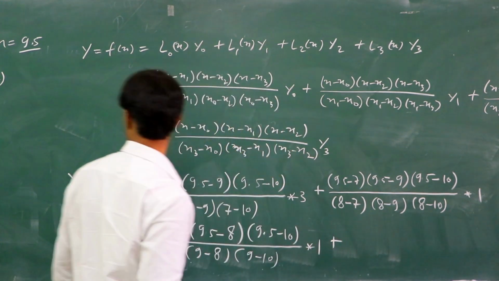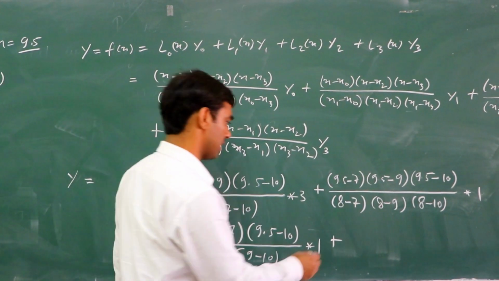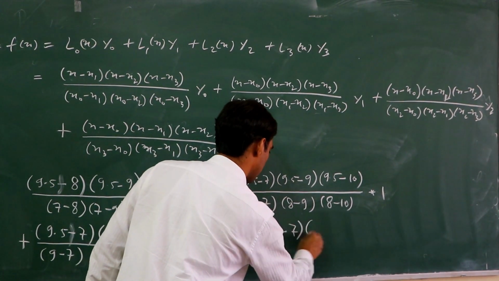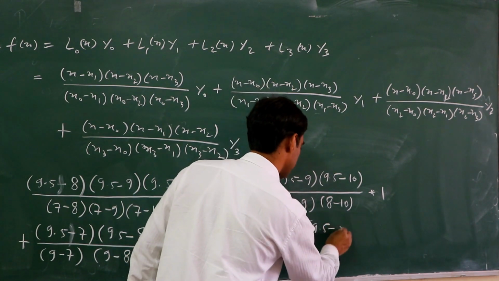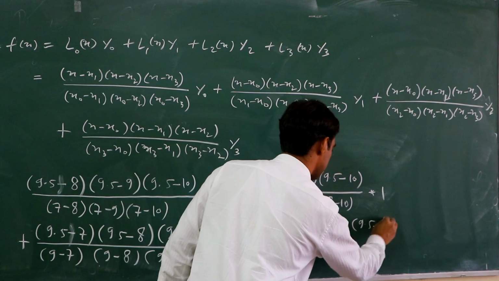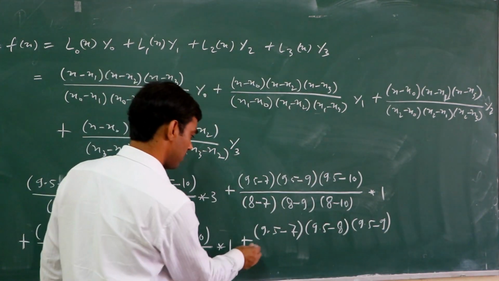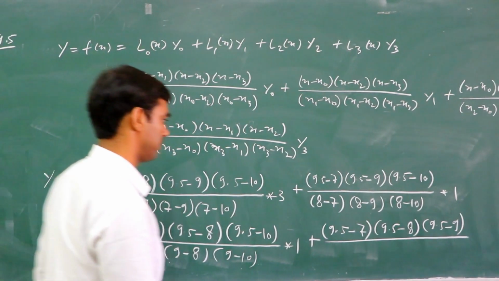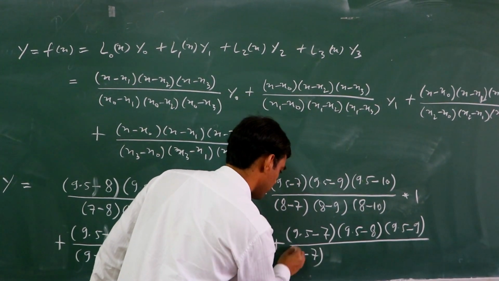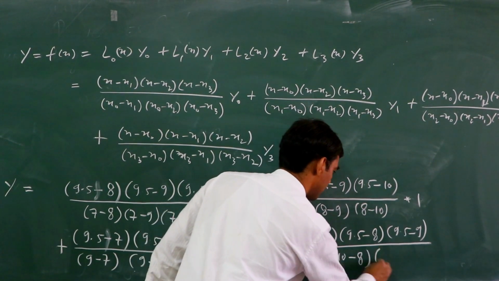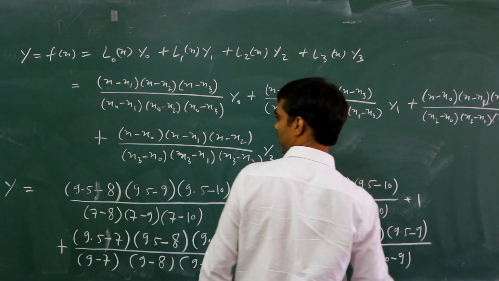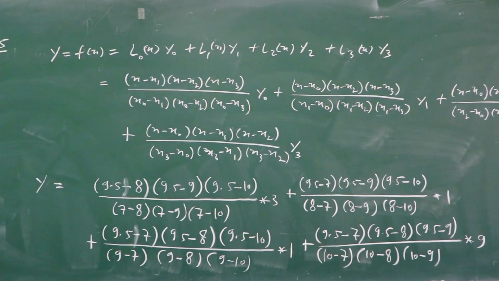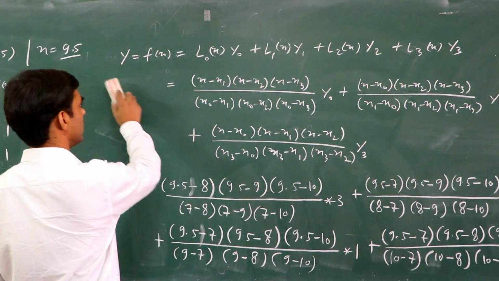Plus the last term, x minus x0, that means 9.5 minus 7, 9.5 minus 8 and 9.5 minus 9, divided by x3, which is 10. So 10 minus 7, 10 minus 8 and 10 minus 9, multiplied by y3, which is 9.